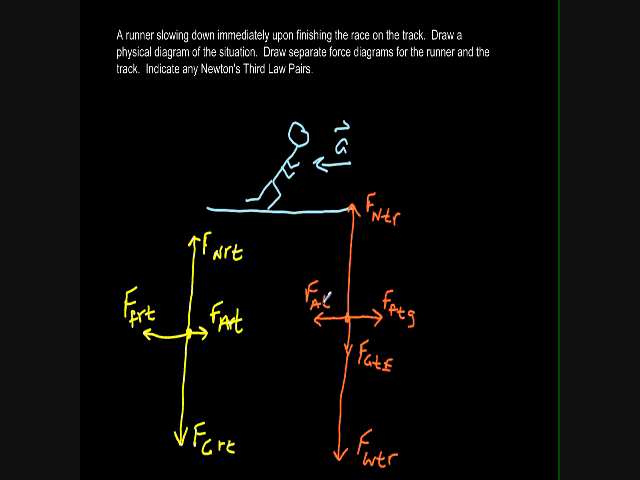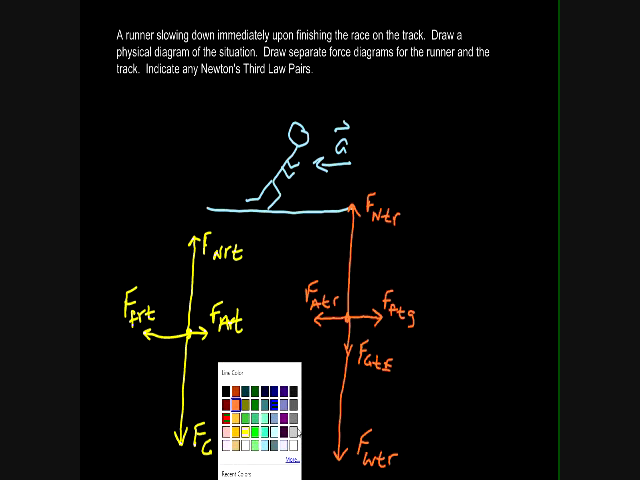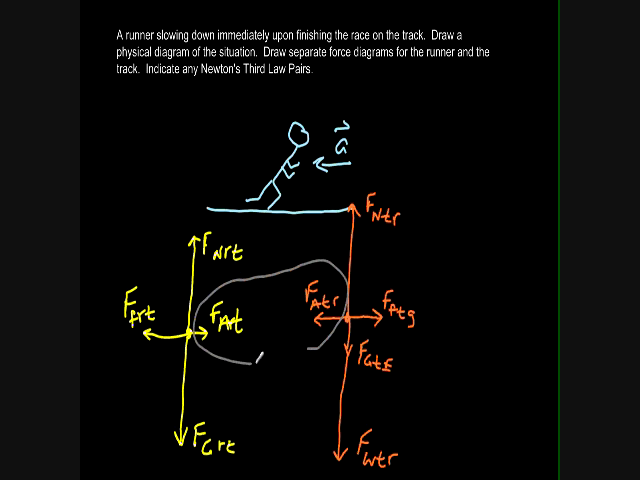That's the force applied on the track by the runner. So we're still ending up in the same situation. We really hadn't changed anything here. This is still a force pair, and this is still a force pair here and there.